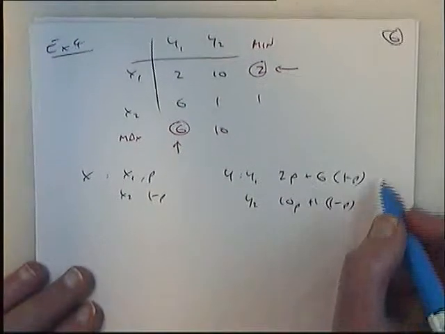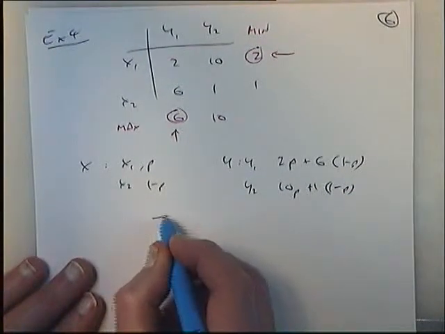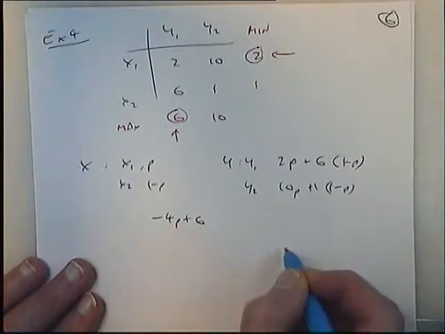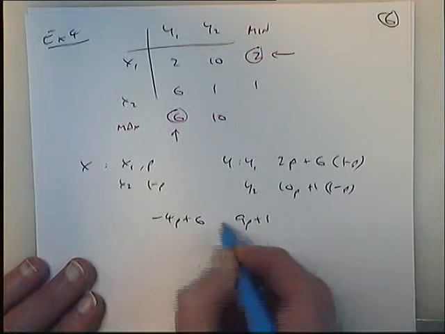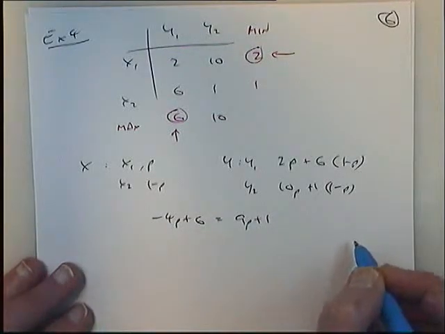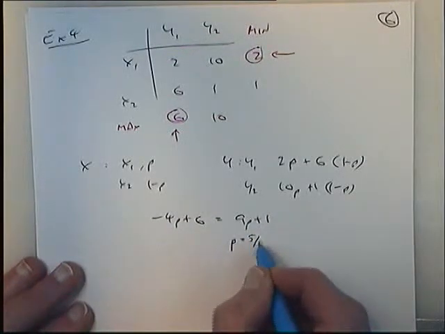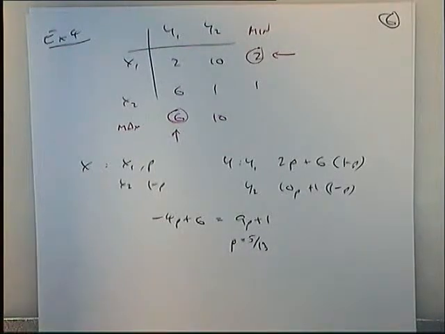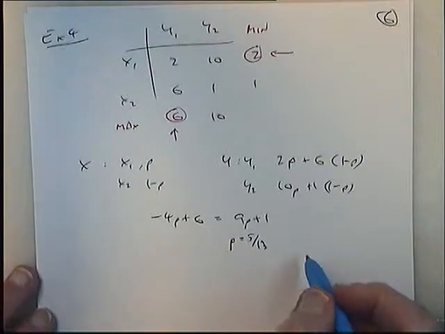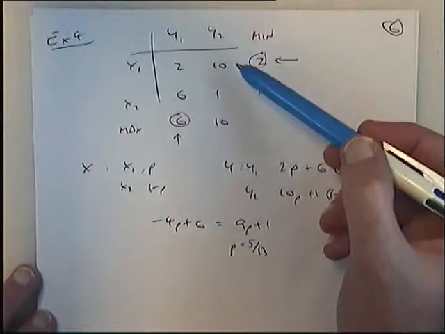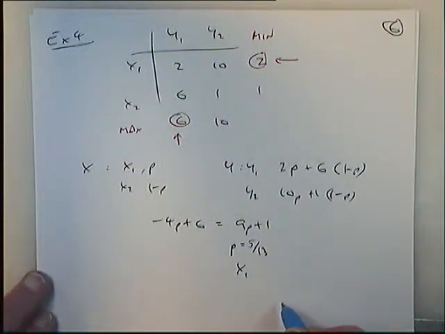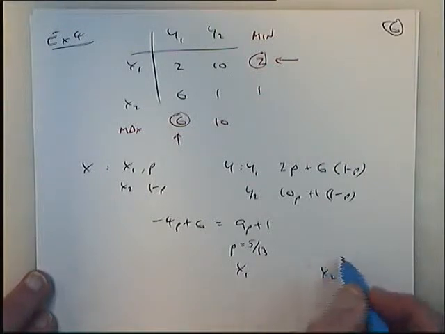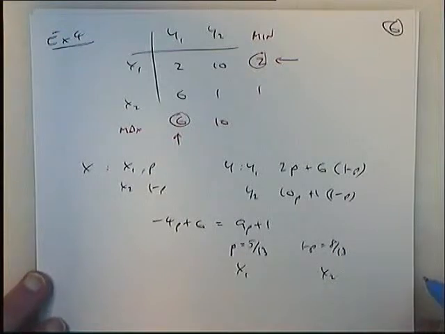If you simplify those out, the top line gives you minus 4p plus 6. The bottom line will give you 9p plus 1. And if you equate those, you end up with a p-value of 5/13. So that is telling us that x should play strategy 1 5/13 of the time. That's the x1 probability. And for x2, it'll be 1 minus p, which will be 8/13.